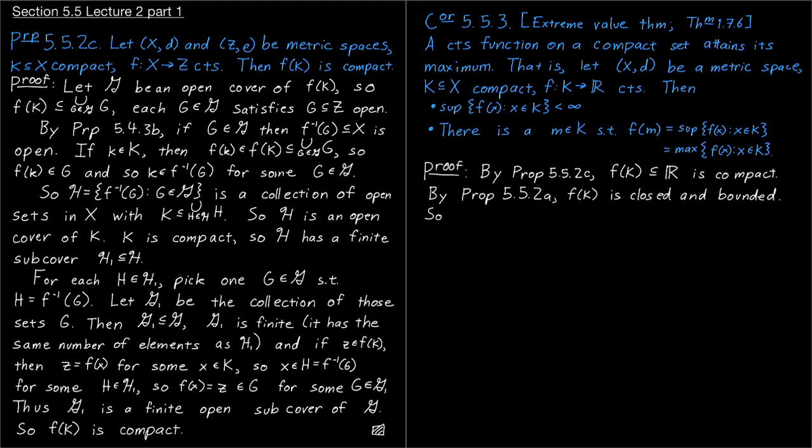So that means there is a natural number m such that negative m is less than or equal to f of x, which is less than or equal to big M, for all x in K. So we've seen that f is bounded. Now we just need to show that there's a point that achieves its bound.